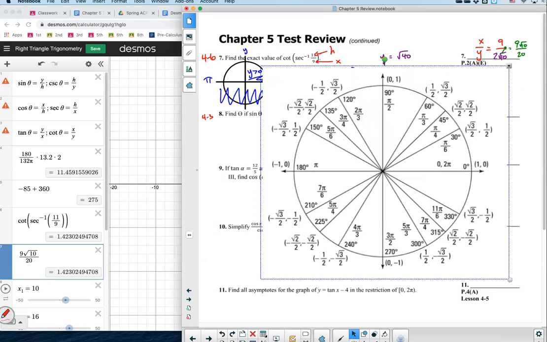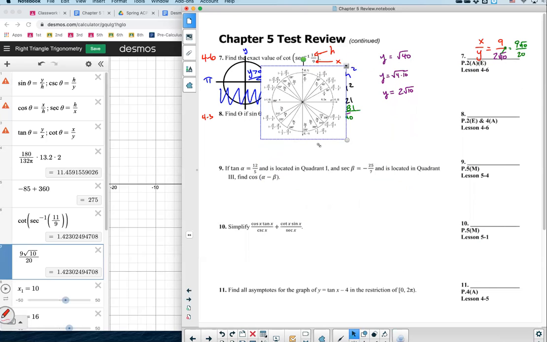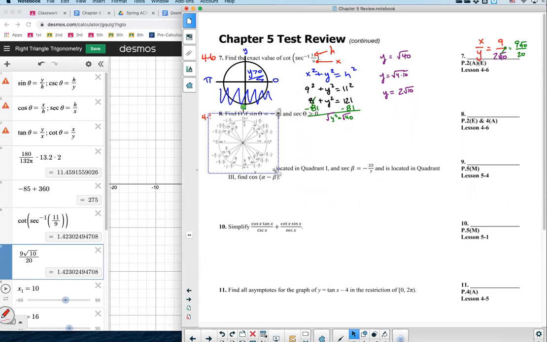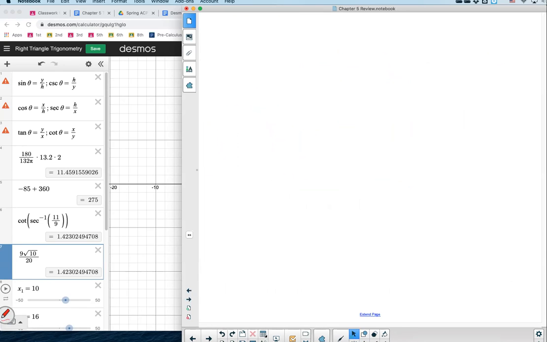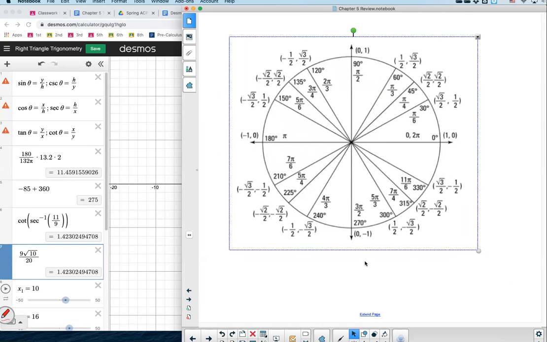So let me add this in really small, but you can't see anything. So let's do this. I'm going to go back and add a new page and do it really large. How about that? So here's what we know.